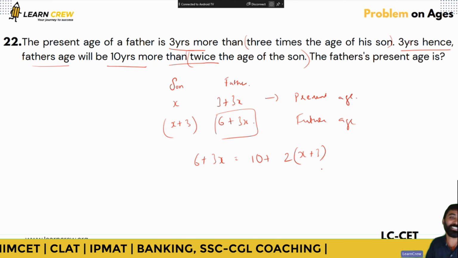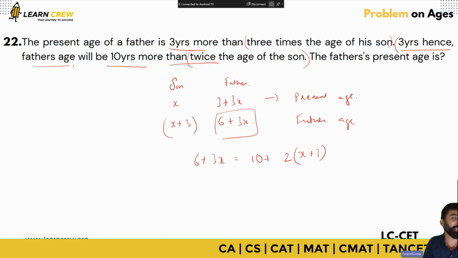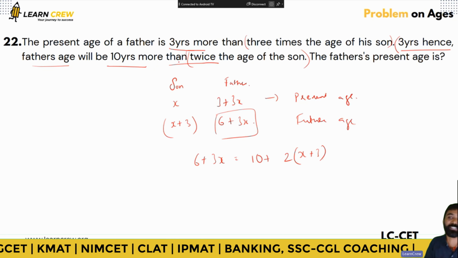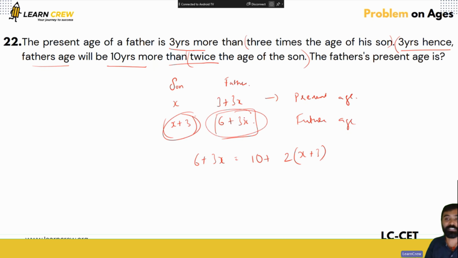3 years hence means after 3 years, father's age will be 10 years more than twice the age of his son. After 3 years, what's the son's age? X plus 3. What is the father's age after 3 years? 6 plus 3X. So 6 plus 3X equals 10 plus 2 into X plus 3. This is the equation that you got. Now solve it. This becomes 2X, this becomes 6. 2X, 3X. It becomes X equal to 10 minus 6, 4.